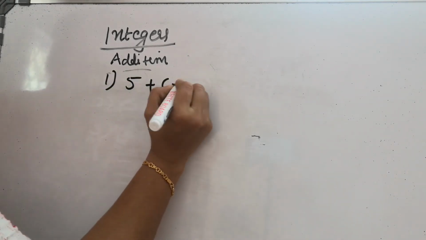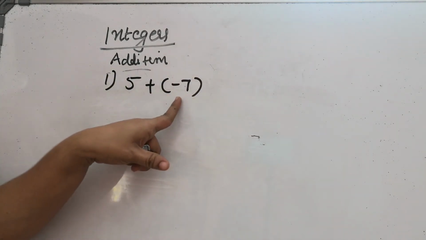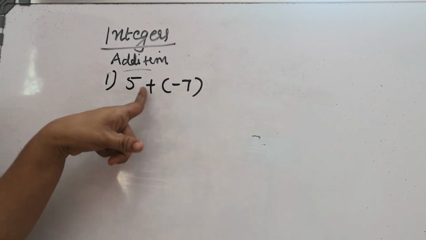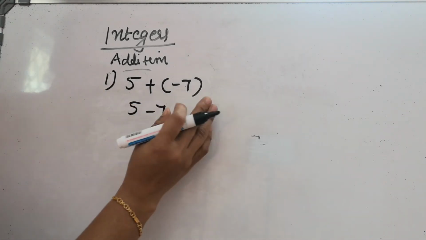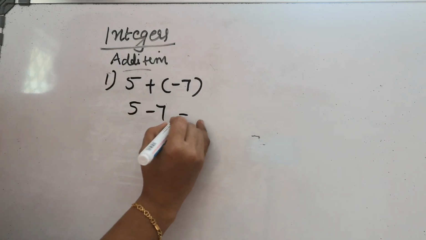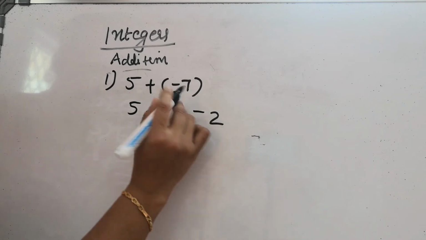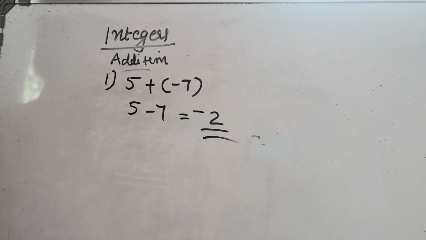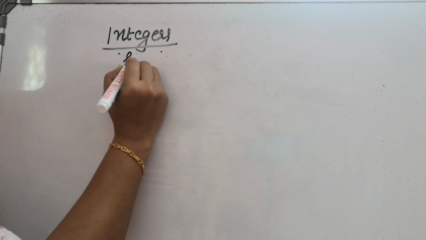5 add with negative 7. Here 5 is a positive number and 7 is a negative number. So our next step is just subtract 5 from 7, that is equal to 2, and put the sign of the biggest number, that becomes negative 2. Okay, this is the procedure of our addition of the integers. Then we move to the subtraction of integers.